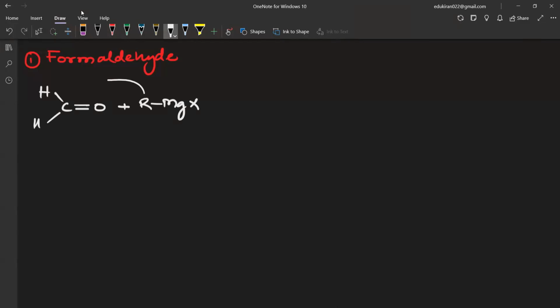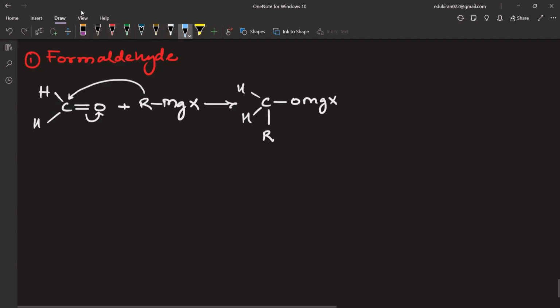Now this again R group will attack on this carbon atom, this pi bond will break, and what is going to form? We will be forming this carbon atom with the hydrogen as it is, O MgX, and here I will attach a R group. Where is this R group coming from? This R group is coming from my Grignard reagent. Please remember this R group is coming from Grignard reagent.